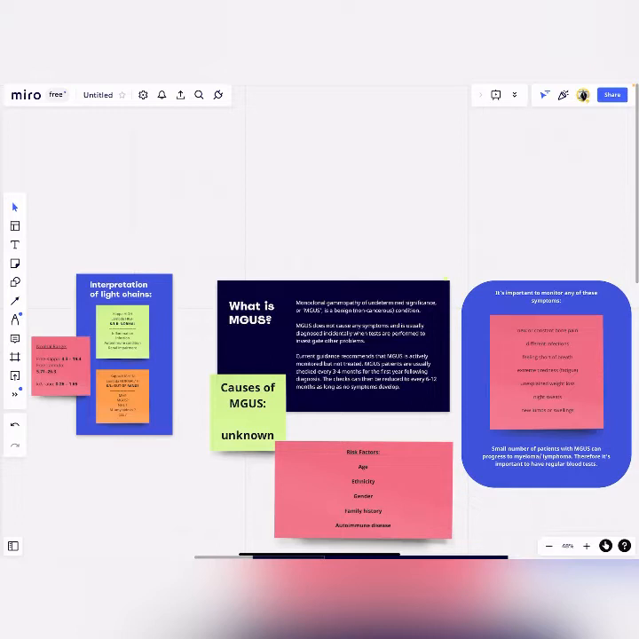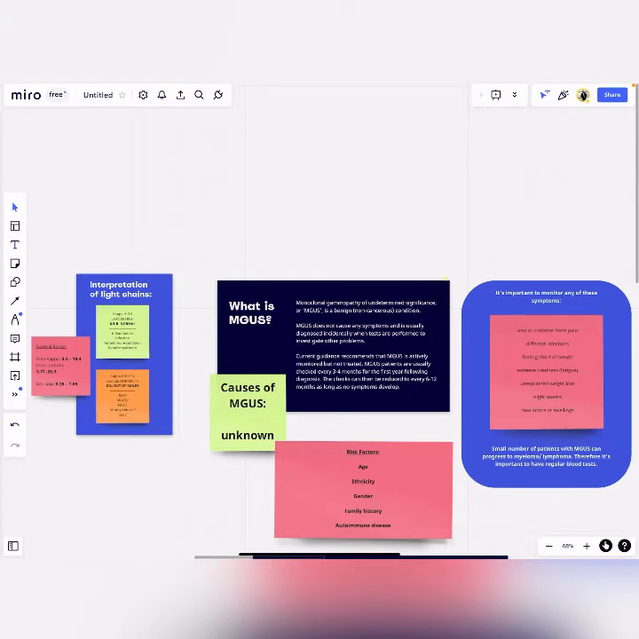This brings us back to the initial question of whether there is evidence that a patient with our clinical scenario can suffer with MGUS. So what is MGUS? MGUS, or monoclonal gammopathy of undetermined significance, is a benign condition. MGUS does not cause any symptoms and is usually diagnosed incidentally when tests are performed to investigate other problems. Current guidance recommends that MGUS is actively monitored but not treated.